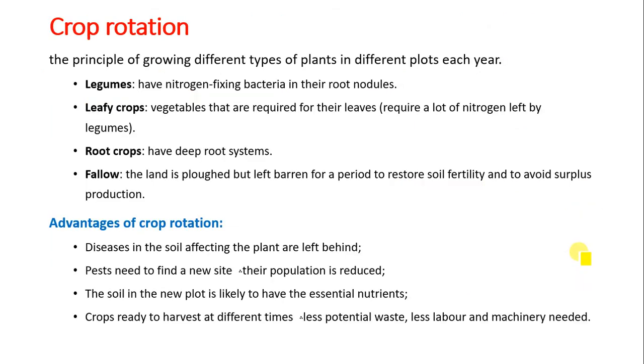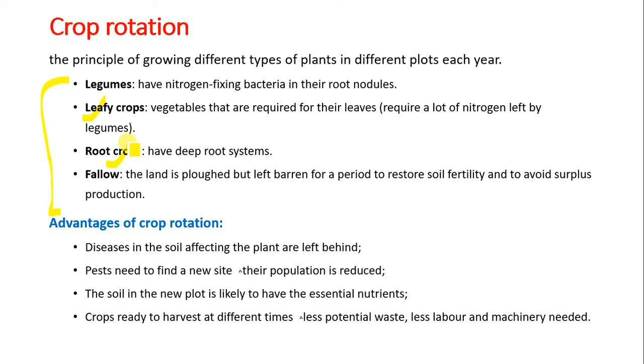Now, crop rotation. The principle of growing different types of crop in different plots of land. That is what crop rotation is. Now, you can design it in this format where legumes have nitrogen fixing bacteria in their root nodules. You can cultivate that first. Then after that, you can now cultivate leafy crops such as vegetables that are required for their leaves. It requires a lot of nitrogen left by the legumes. Then you can now cultivate root crops which have deep root systems.